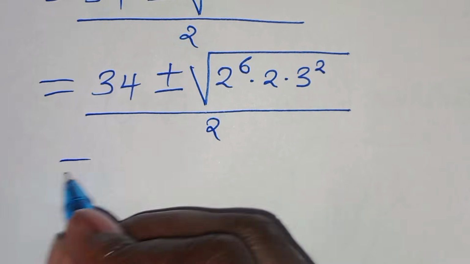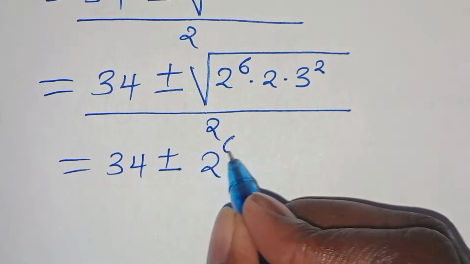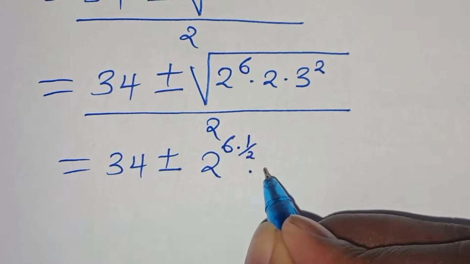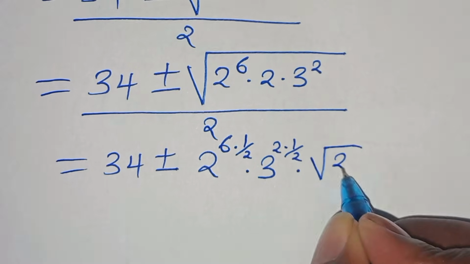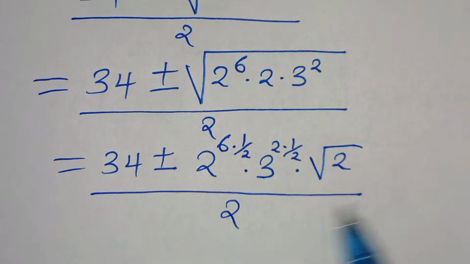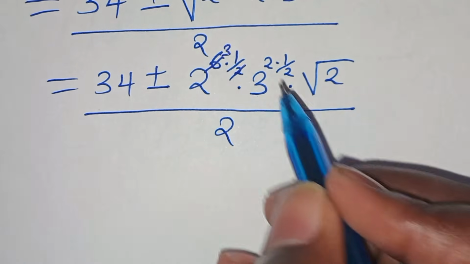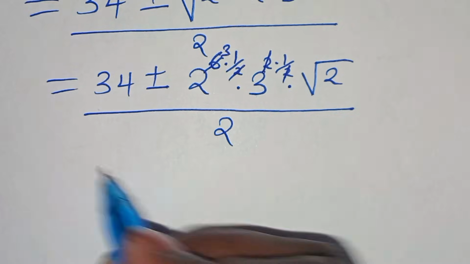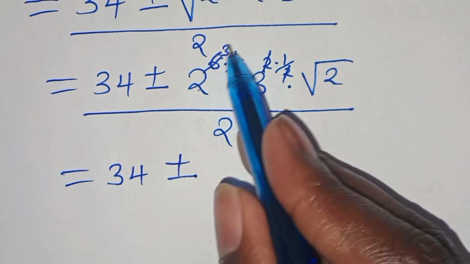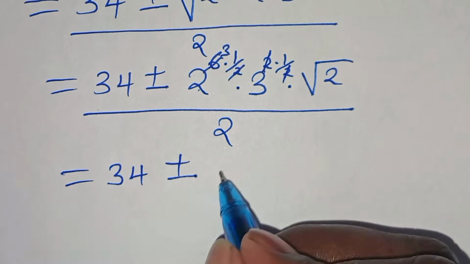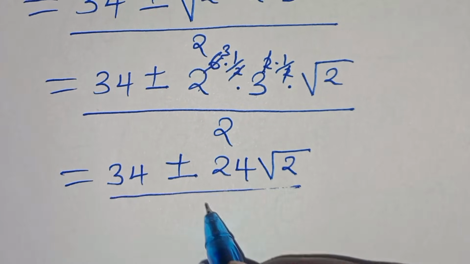Now this is that 4 plus or minus. Now this can be expressed as 2 to the power of 6 times a half times 3 to the power of 2 times a half, then multiplying by square root of 2, everything here divided by 2. So we can simplify here. 6 divided by 2, this is 3, and here 2 and 2 simplifies. So we have 34 plus or minus, this is 2 to the power of 3, this is 8 times 3, so we have 24 multiplying by square root of 2, then everything here divided by 2.